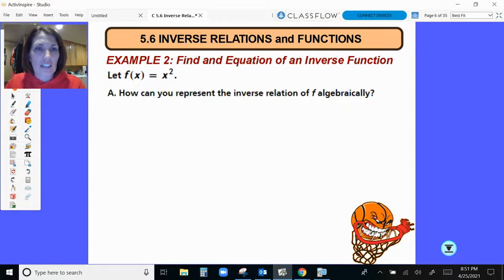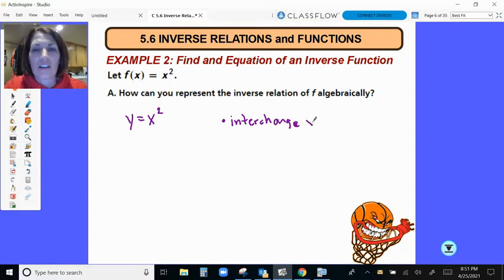Now let's look at how I write an inverse function algebraically. Just like the values for x and y change to become an inverse, we do the same thing with a function. So the steps are these. I'm going to rewrite this as y equals x squared. So I put y for f of x. Then I'm going to interchange my x and y. So I'm going to write this as x equals y squared. I'm just going to change the x and y position.